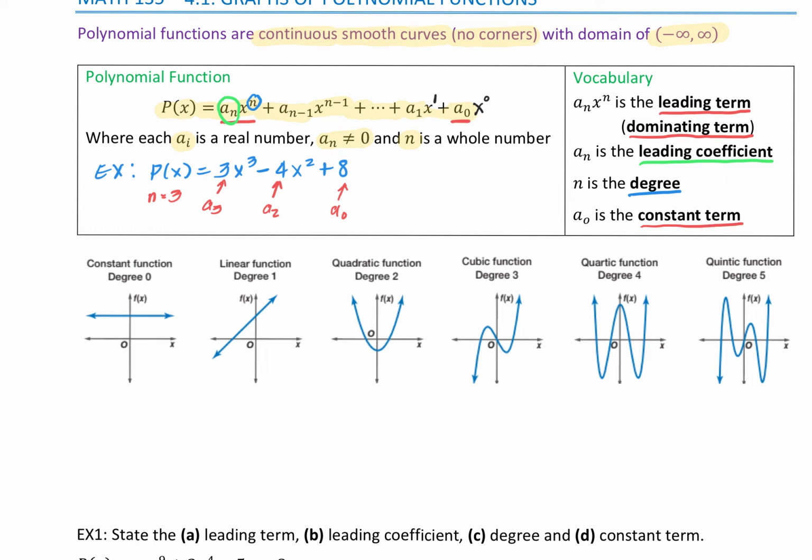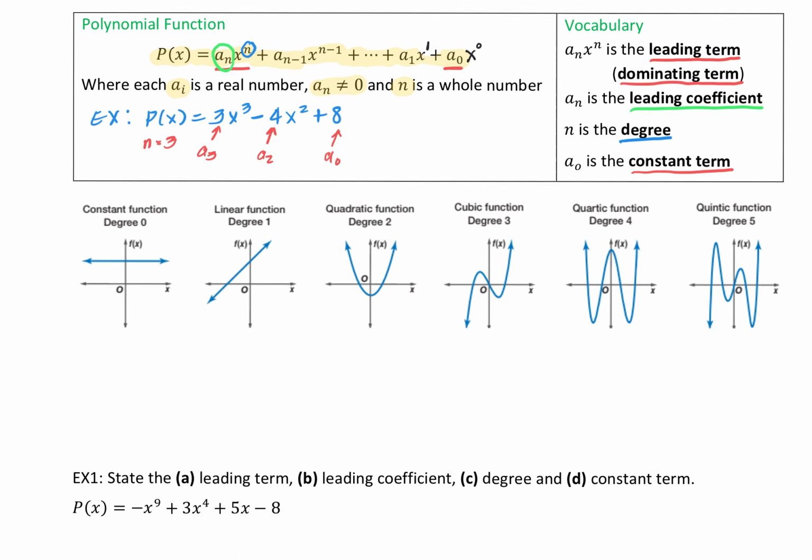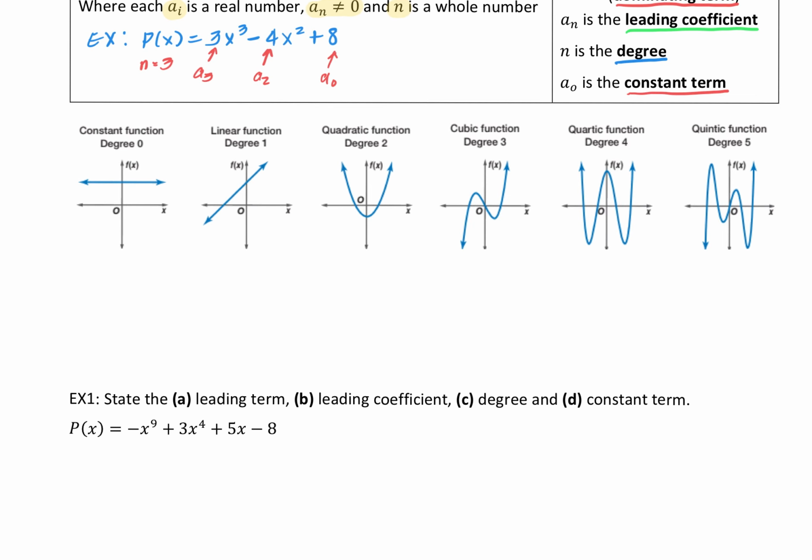Let's look at some graphs of different degrees. So these are just samples of different types of polynomials that we've already talked about a few of these. So notice that lines are polynomials and quadratic functions and cubic functions. These are all polynomials, but they're polynomials of different degrees.